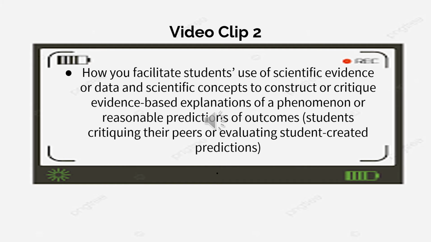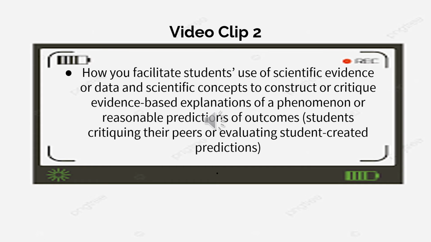In video clip 2, this is where you're going to show how you facilitate students' use of scientific evidence or data and bring in the scientific concepts that they learned in order to construct or critique evidence-based explanations of a phenomenon or reasonable predictions of outcomes. So this can be students critiquing their peers or evaluating student-created predictions. So this will include how you facilitate this, but also how students judge their own ability to use scientific evidence and concepts to construct or critique some kind of phenomenon or explanation of something.